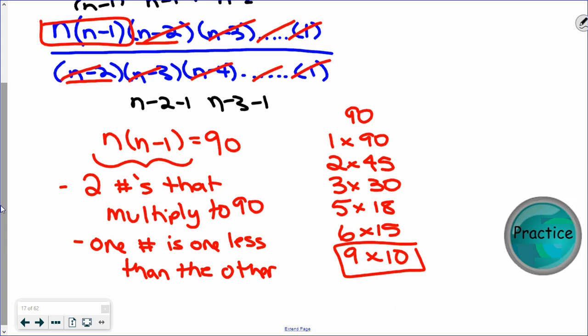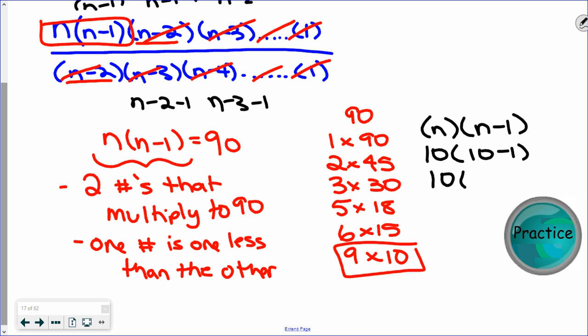So if we have an n times an n minus 1, the bigger one is first, and then 10 minus 1, which is your 9, is second. So that means that my n is 10. And again, that is a level 4 type question. So again, anywhere where you see an n, that is a level 4. It is now your turn to try some in practice number 2.